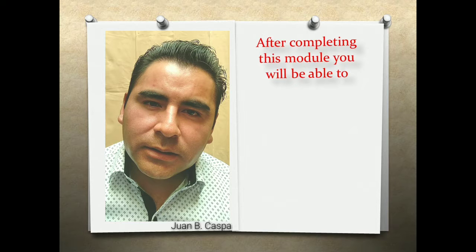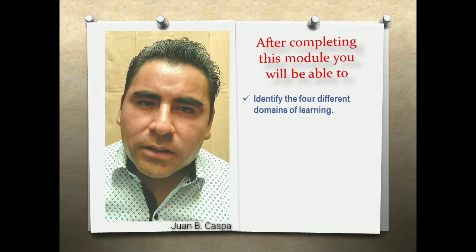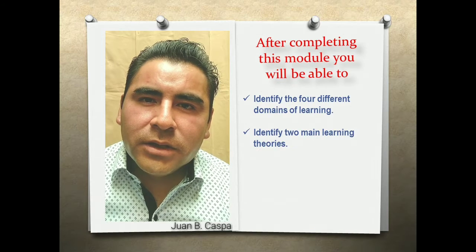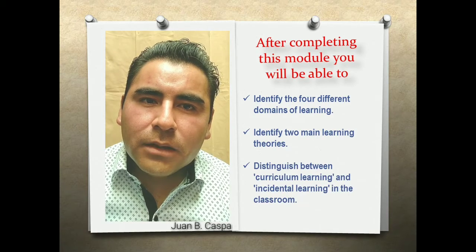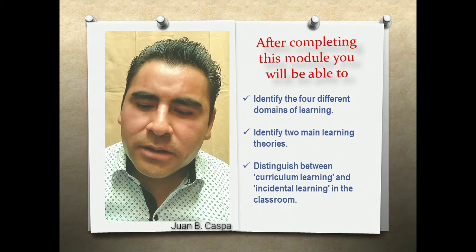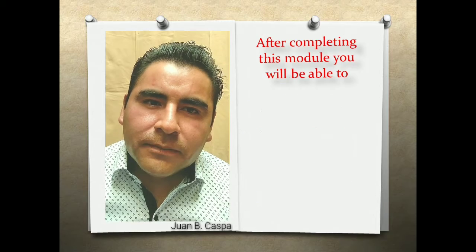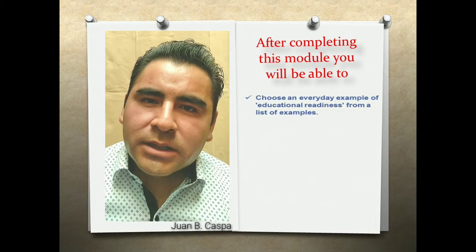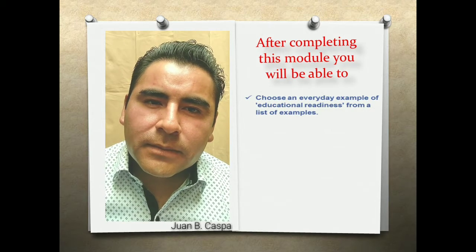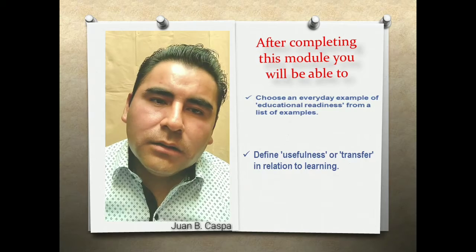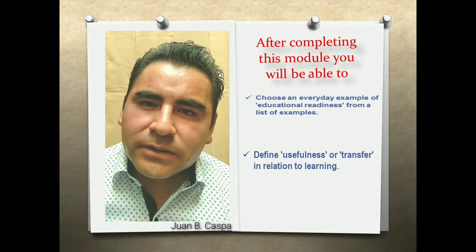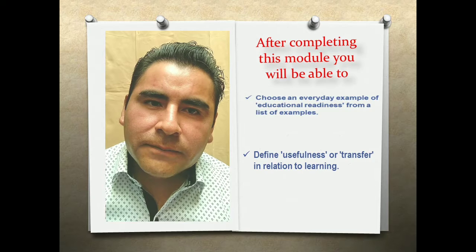Well, after completing this module, you will be able to identify the 4 different domains of learning, and also identify 2 main learning theories, and of course distinguish between curriculum learning and incidental learning in the classroom. Also choose an everyday example of educational readiness from a list of examples, and define usefulness or transfer in relation to learning.